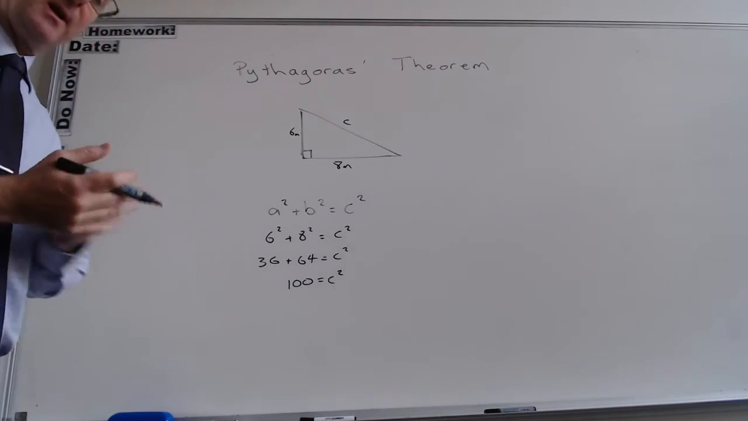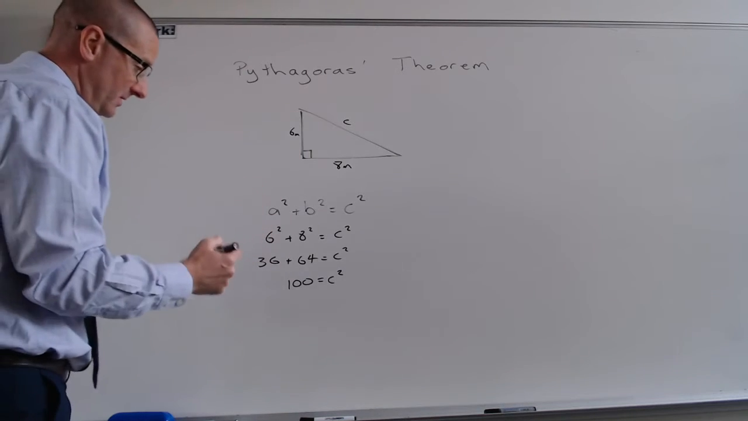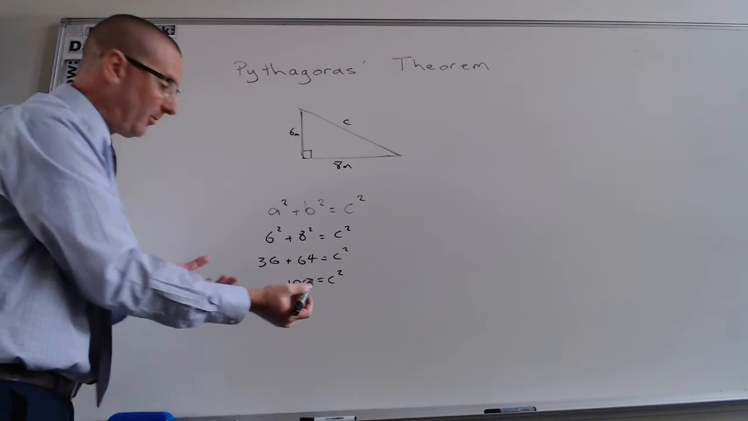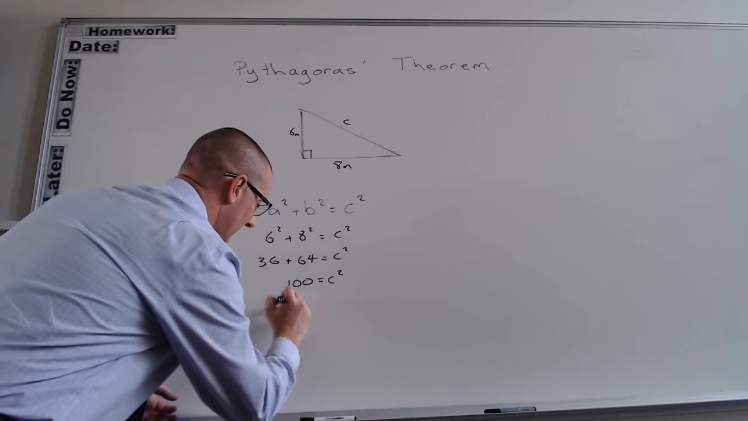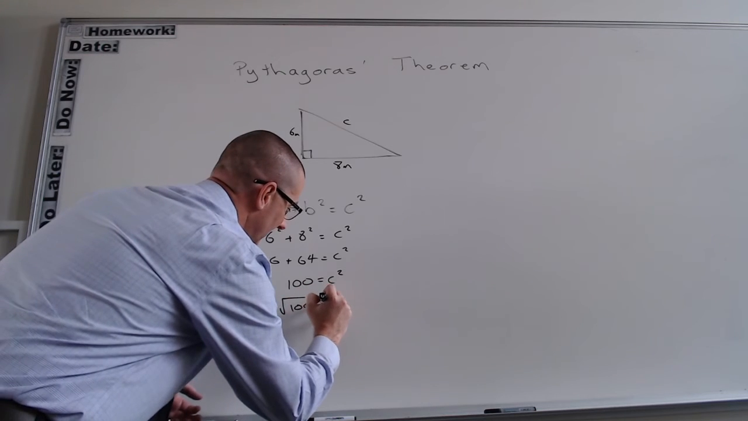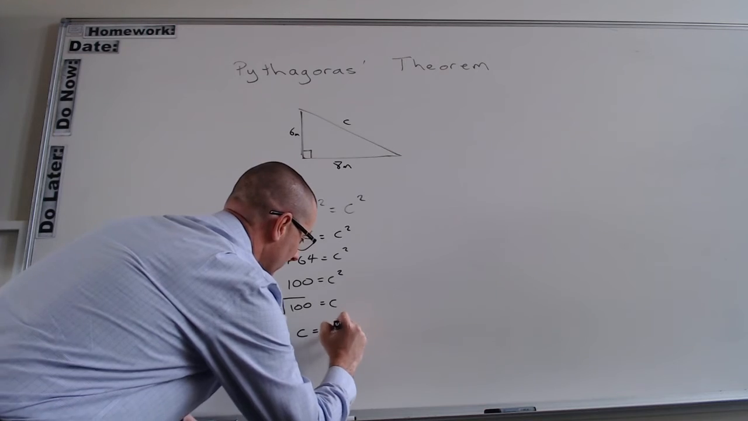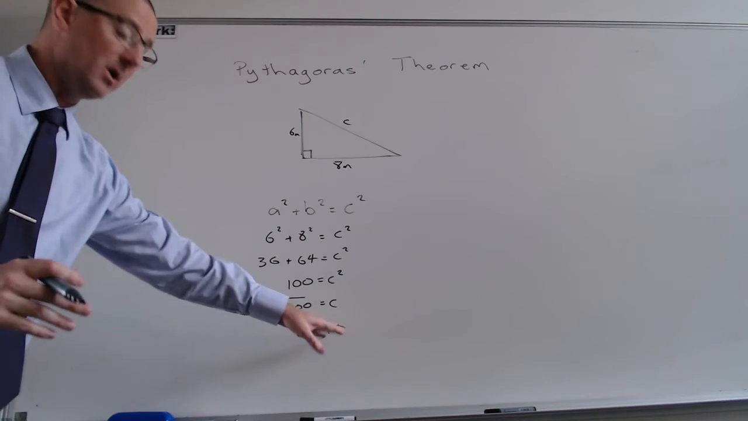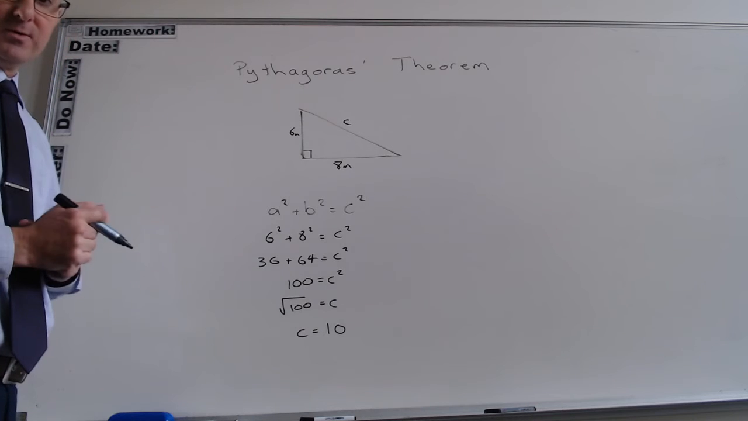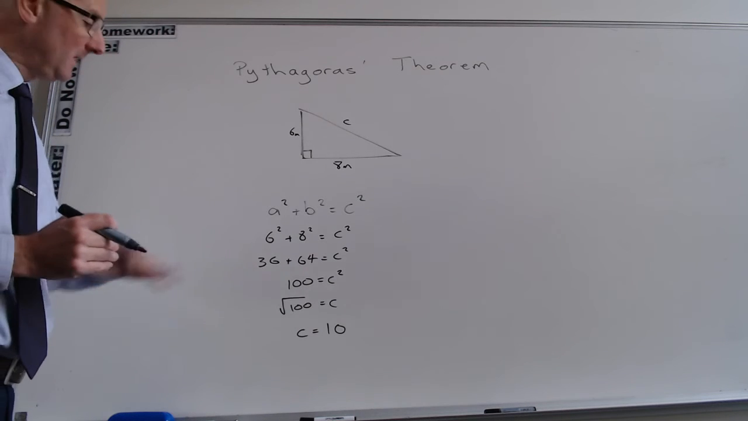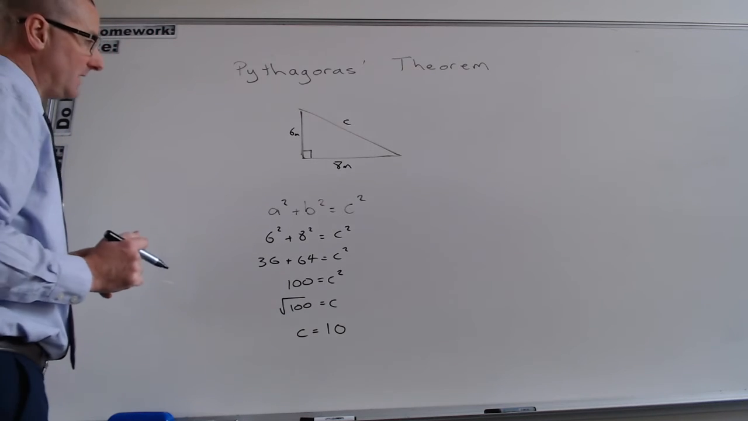And we can then calculate the value of c just by taking the square root of both sides. So you remember the inverse operation of a square is the square root. So if we take the square root of 100, that's going to be equal to c. And therefore we know that c is going to be equal to 10, because 10 times 10 is equal to 100. Now there is a square root button on your calculators as well. So remember, you don't have to actually know the square root calculations.